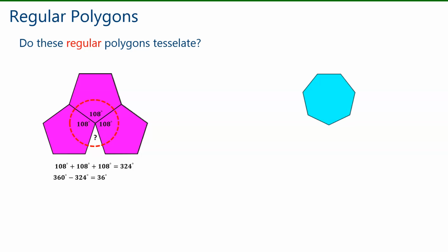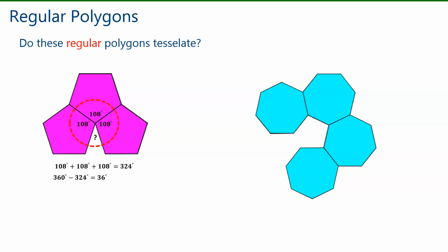Next, we'll look at a heptagon, which is a 7-sided figure. And if we draw several more heptagons connected to it, we get this. And now we can see that if we try to draw a 5th heptagon to fill in the gaps, there's no way it will fit inside so that all the gaps are covered. And the only way we could do it is if we had an overlap. So the heptagon does not tessellate either.